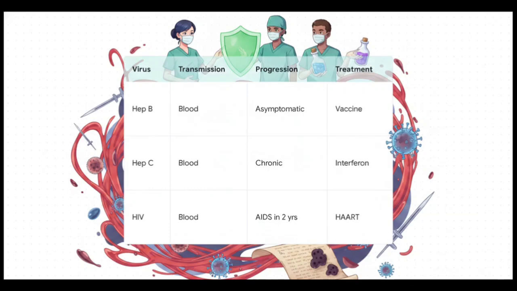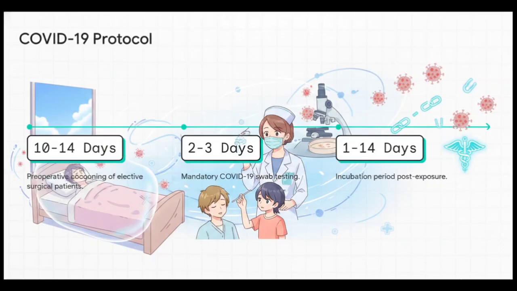Historically, we also know this virus increases the risk of opportunistic neoplasms, like Kaposi's sarcoma, a condition first described by Maurice Kaposi way back in 1872. Alongside those bloodborne risks, we also have to manage strict chronological protocols for contagious respiratory diseases, like COVID-19. The timeline here is non-negotiable.